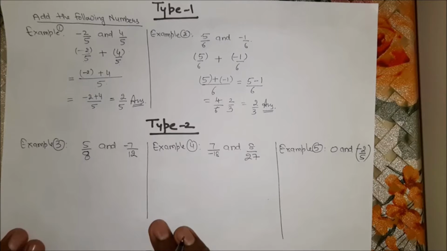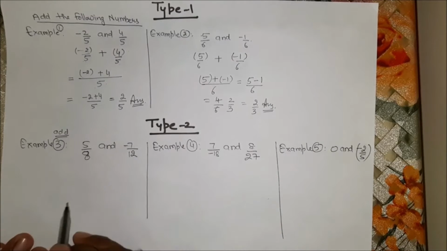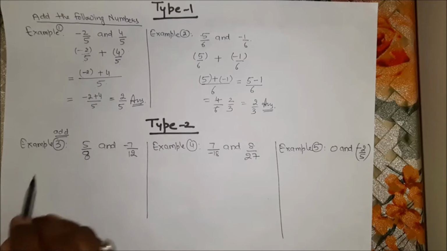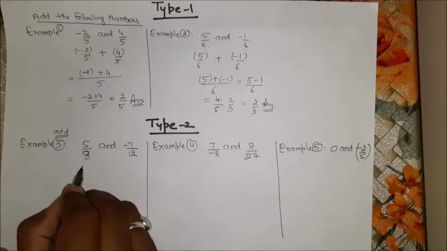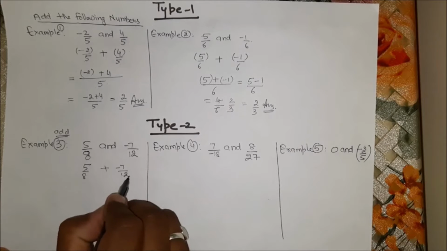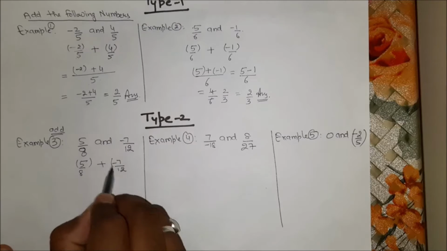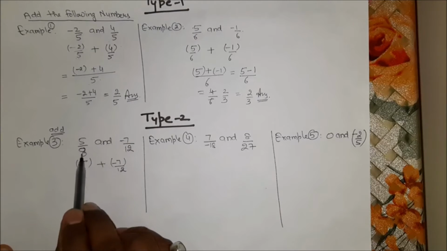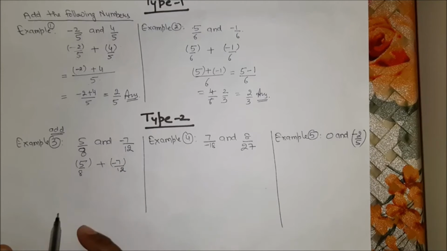In type 2, here again we have to add them. Add all of them. So the first question is 5 by 8 and minus 7 by 12. First of all, we have to add. So what we will do? Replace the "and" sign by plus. You will get 5 by 8 plus minus 7 by 12. Then put the numerator in brackets. Remember one thing: if the negative sign is in the denominator, shift it to the numerator. We will do it in example number 4.